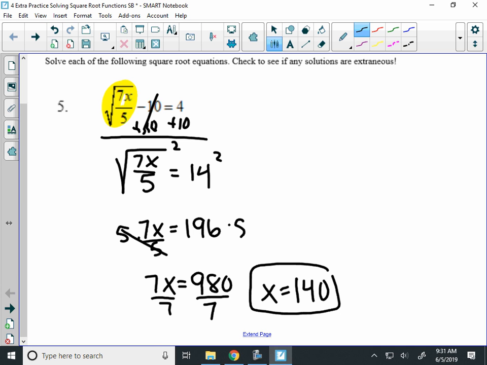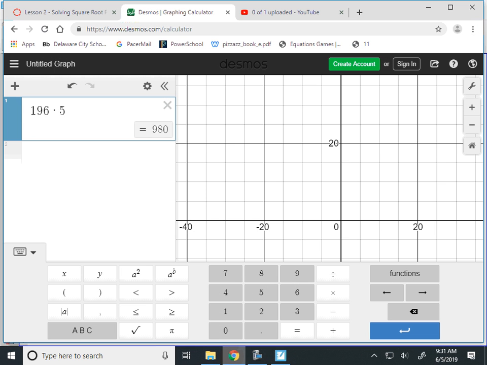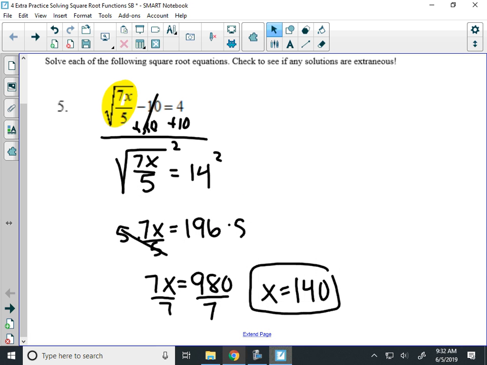I need to check my work, so I'm going to type this into decimals. I'm going to type in the square root of 7 times 140, divided by, let's see, decimals can be funky, let's do it this way. Now divided by 5, and then minus 10. Sorry, I forgot the minus 10. That equals 4, which is what we wanted it to equal. So I know 140 is a solution.